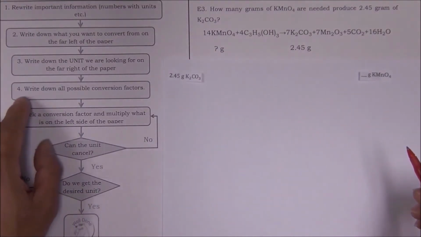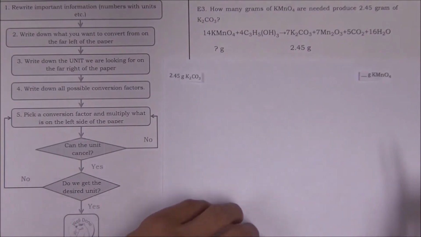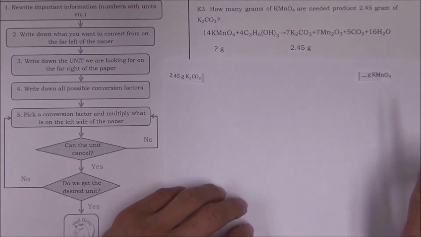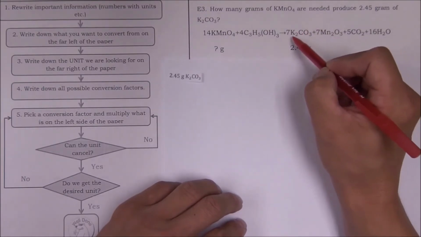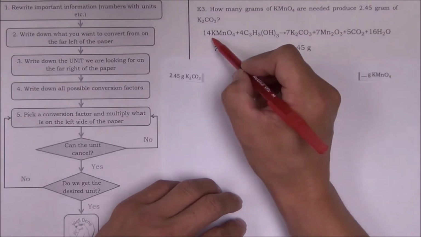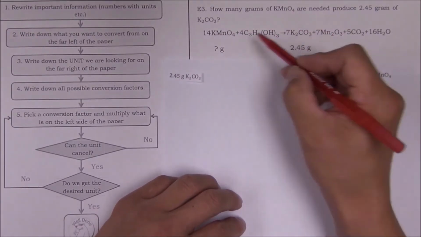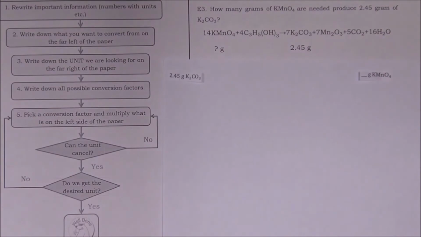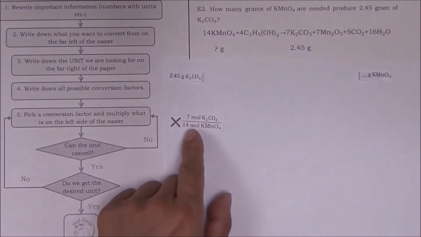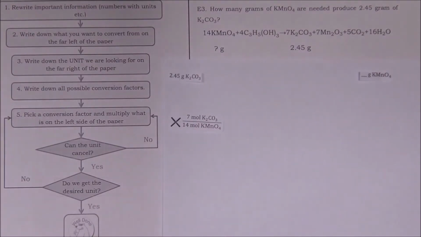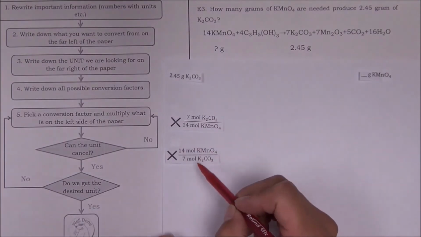Step 4. Put down all possible conversion factors. All stoichiometry problems need conversion factors from the balanced chemical equation. Since we want to convert potassium carbonate into potassium permanganate, we need conversion factors that include both of them. This is one conversion factor. This is the other conversion factor.